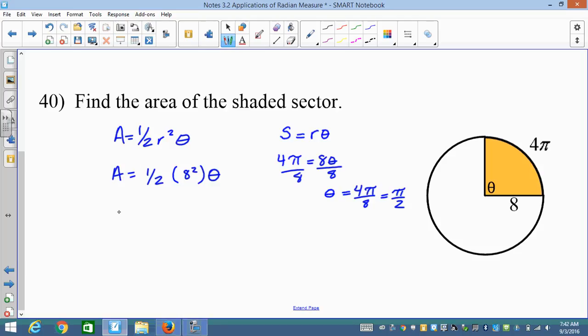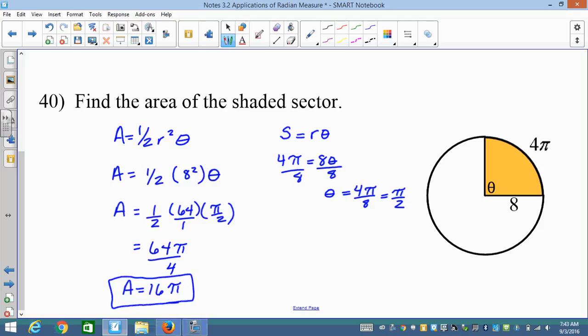So now we can finish this one up. A equals 1 half times 64 times pi over 2. So we get on this one 64 pi over 4, but you really should reduce, and that's going to give us an area of 16 pi, whatever the units are squared. They don't give you units, you don't have to worry about giving units back.